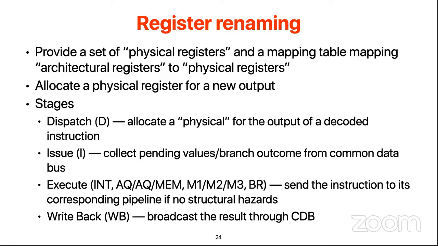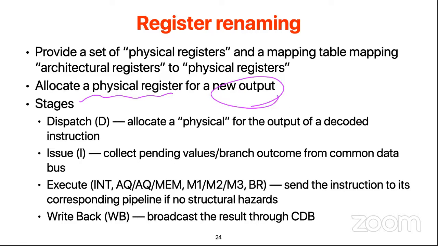However, internally, the processor itself has a set of physical registers and a mapping table to dynamically map the architectural registers to physical registers. Whenever you have a new output, you just allocate a new physical register for the new output. The following instructions that depend on that output will be aliased, or redirected, to the latest physical register mapped to that architectural register. So that's register renaming.